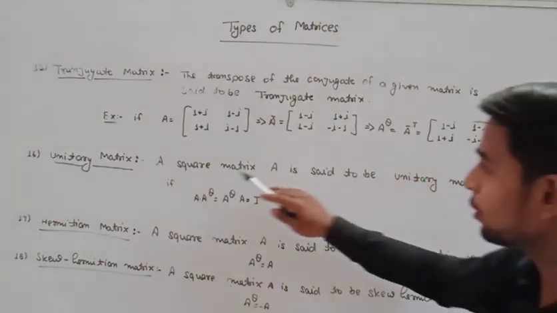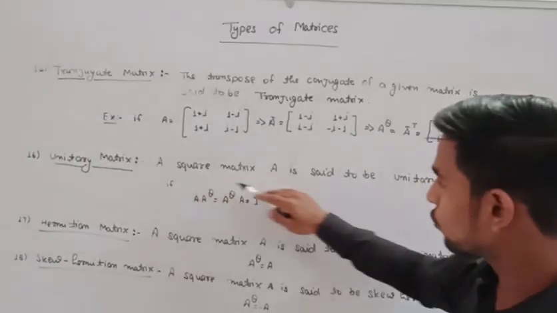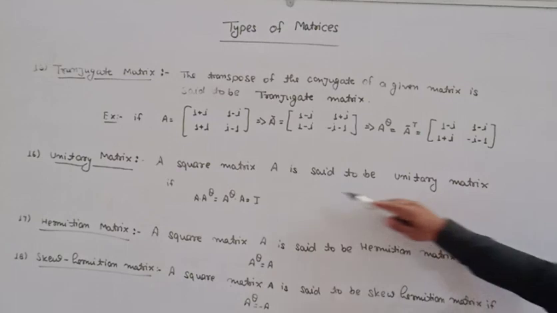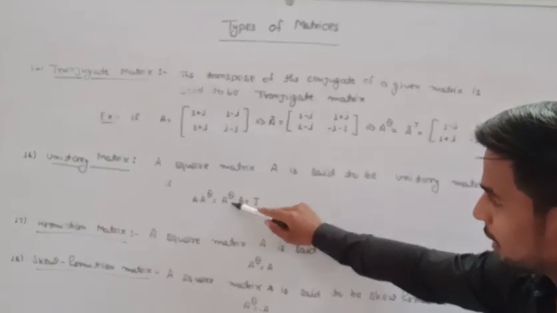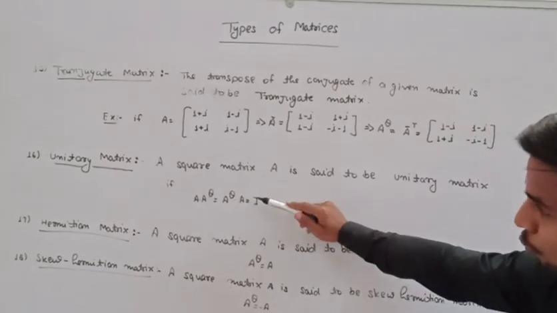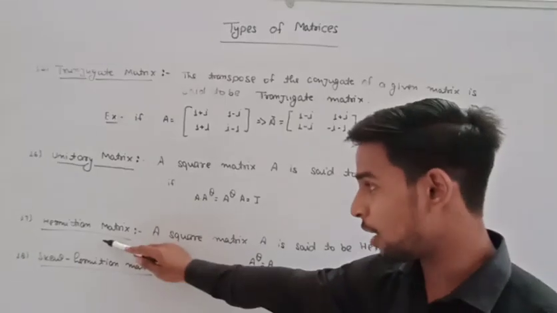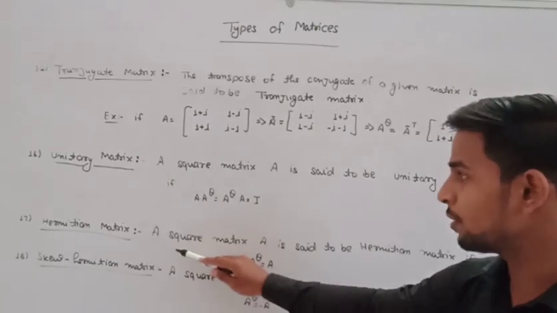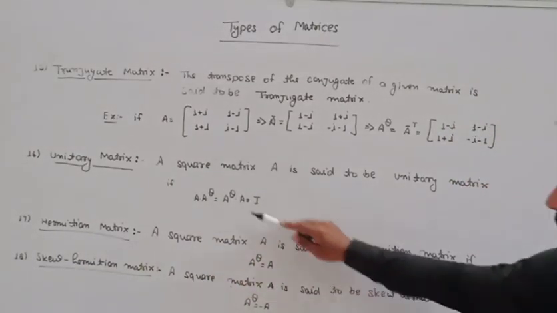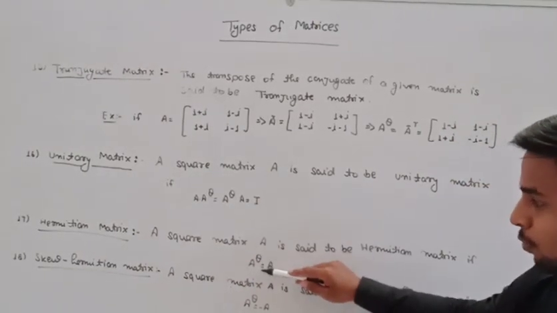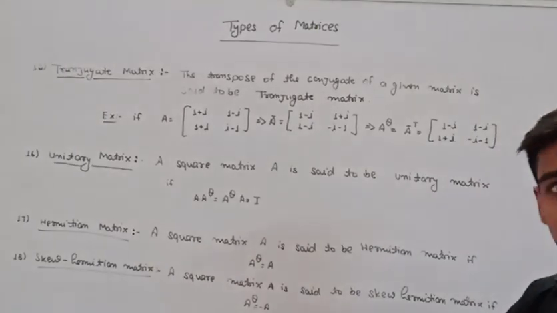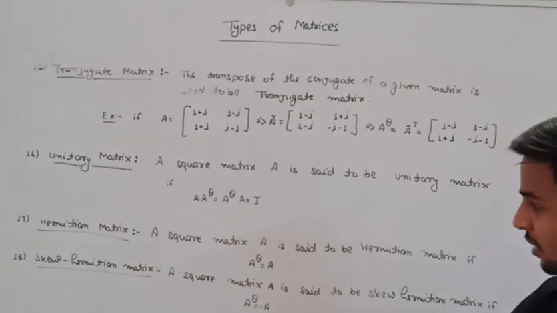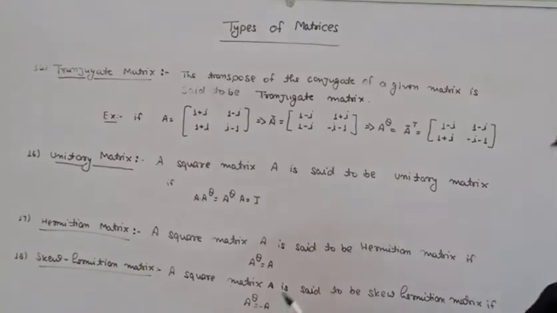The next one will be the unitary matrix. What is this one? A square matrix A is said to be a unitary matrix if A theta A is equal to the unit matrix. And the next one will be the Hermitian matrix. Any matrix is Hermitian if the conjugate transpose of that matrix is equal to that matrix, and skew Hermitian if the conjugate transpose of that matrix is equal to the negative of that matrix, as we can see in these two.